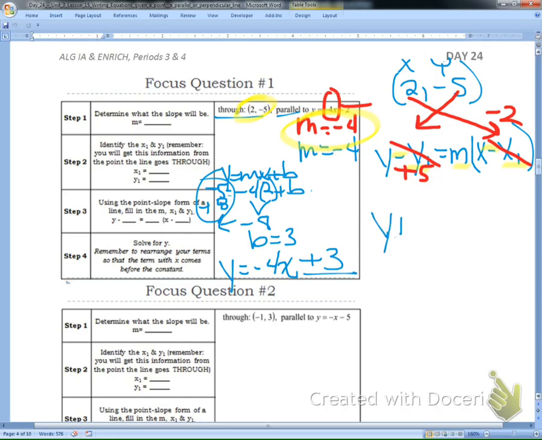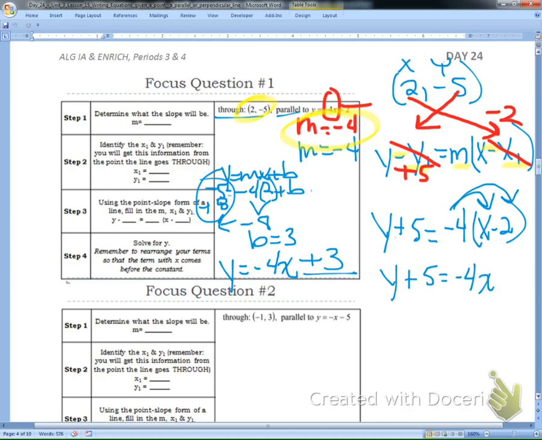So y plus 5 is equal to, and we've been given our slope, negative 4, times the quantity x minus 2. So you're just reversing the signs. And then you use your distributive property. So y plus 5 is equal to negative 4x. Negative times the negative is positive 8.